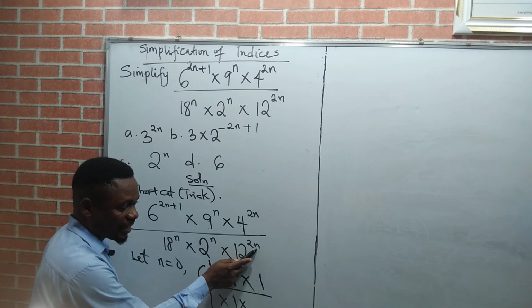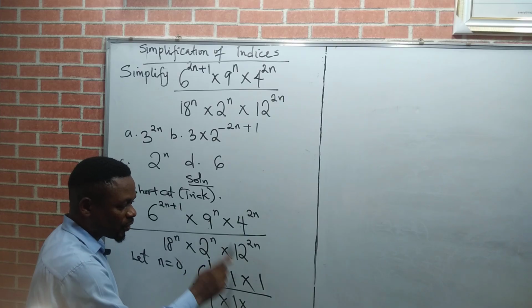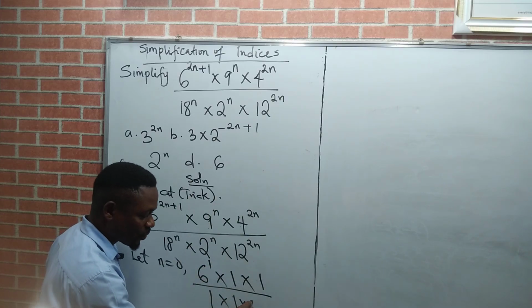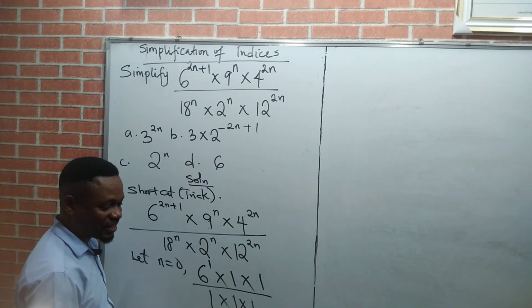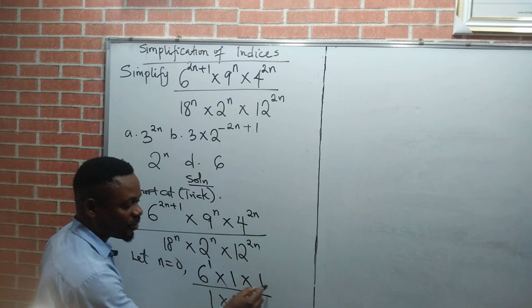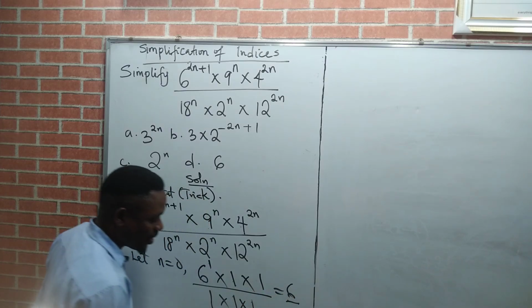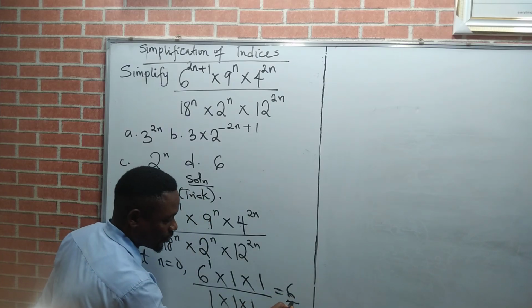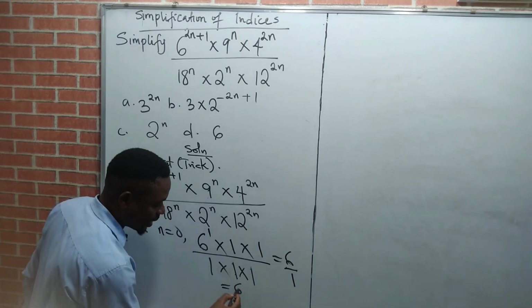I can see n again. n is 0. 0 times 2 is 0. So it becomes 12 raised to power 0, which is still 1. Can you see the answer is already there? 6 raised to power 1 is 6. 6 times 1 is 6, times another 1 is 6. Divided by 1 times 1 is 1, times another 1 is 1. Now what is the answer? The answer is 6.